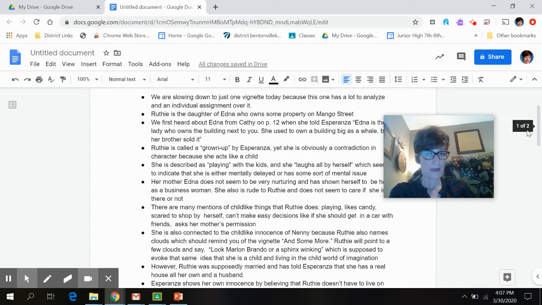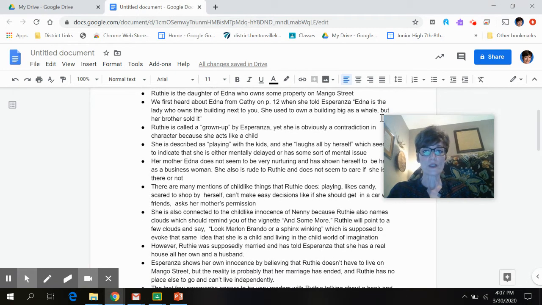If you remember back to Kathy, Queen of Cats, on page 12, Kathy had told Esperanza that Edna is the lady who owns the building next to you. She used to own a building big as a whale, but her brother sold it. So we have had a reference to her in another vignette, but we didn't know who Edna really was. Now, Edna's not a really nice lady, and she has this adult daughter named Ruthie.